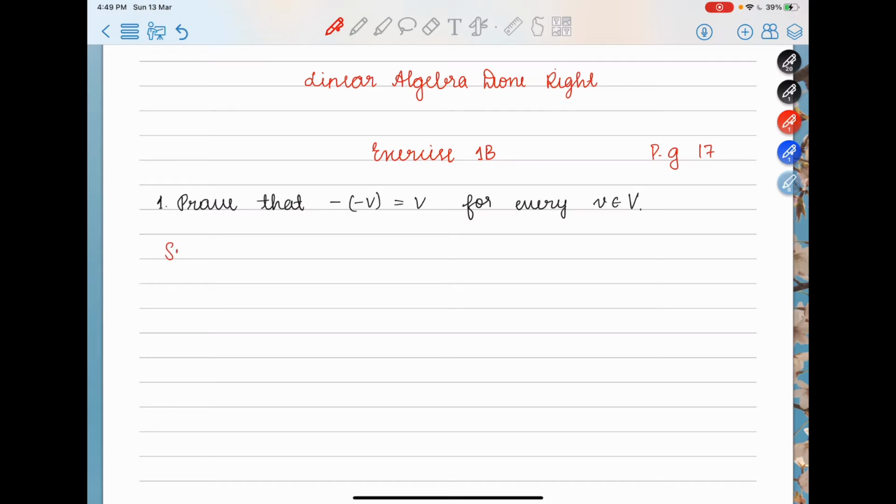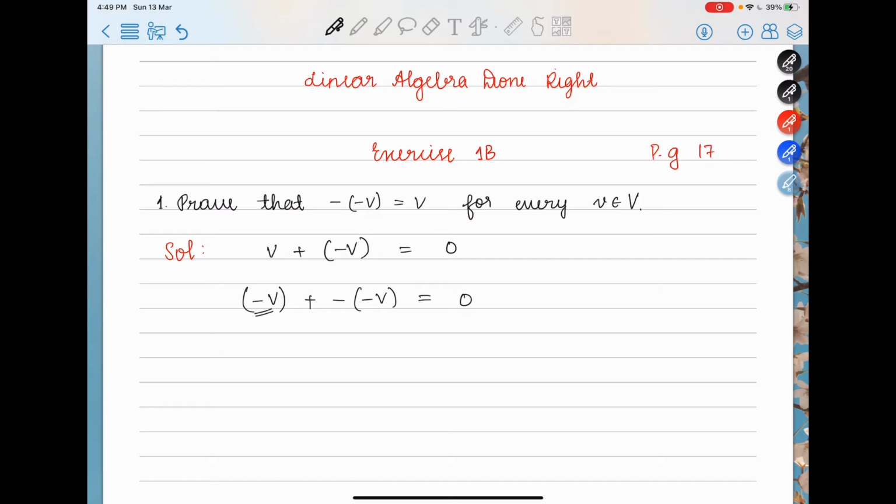So we can use the property of additive inverse to prove this. If I take an element v and add minus v to it, I'll be getting 0. Similarly, if I consider the element minus v and add its additive inverse, which is minus of minus v, it is equal to 0.